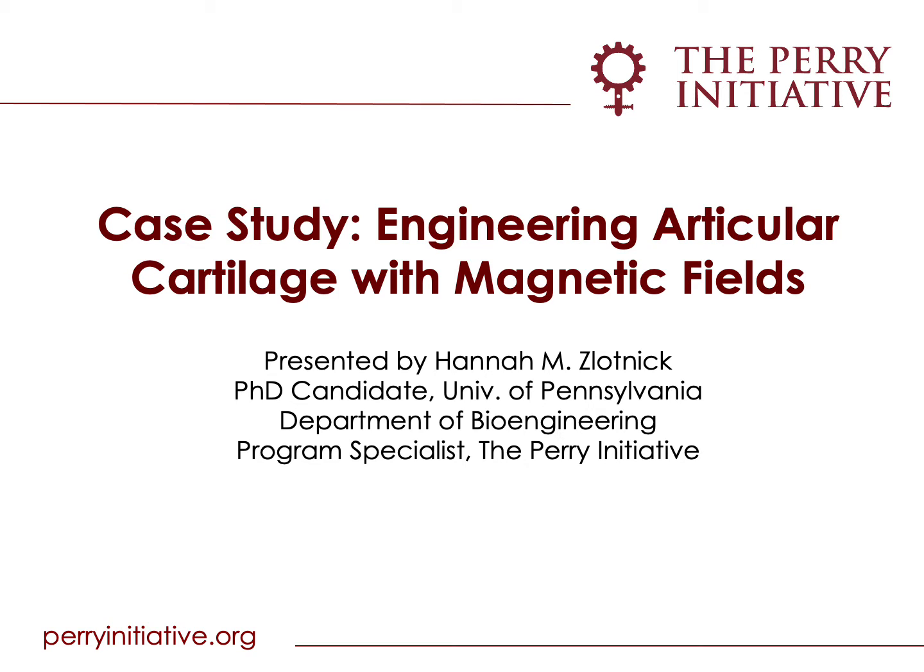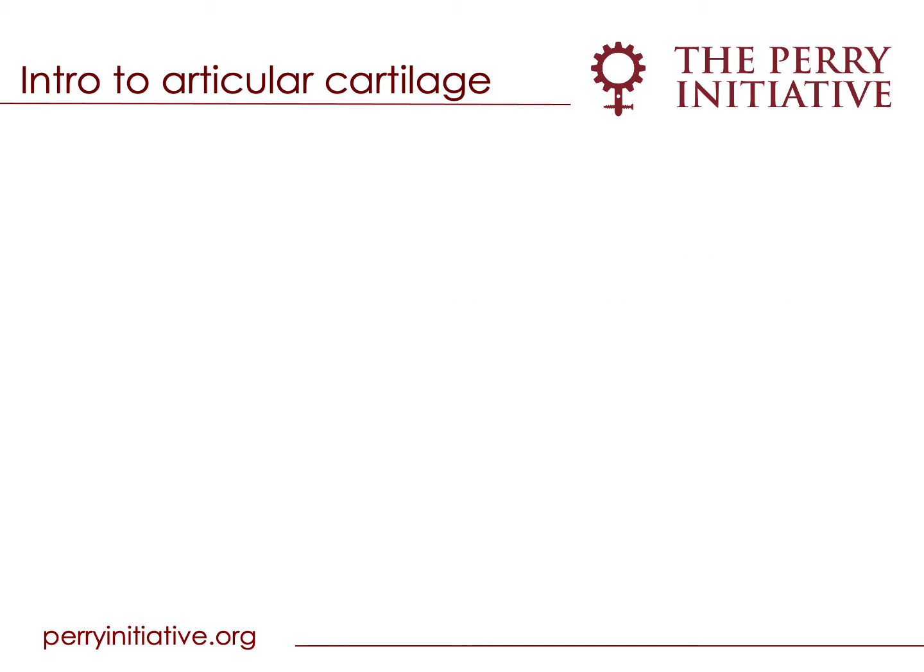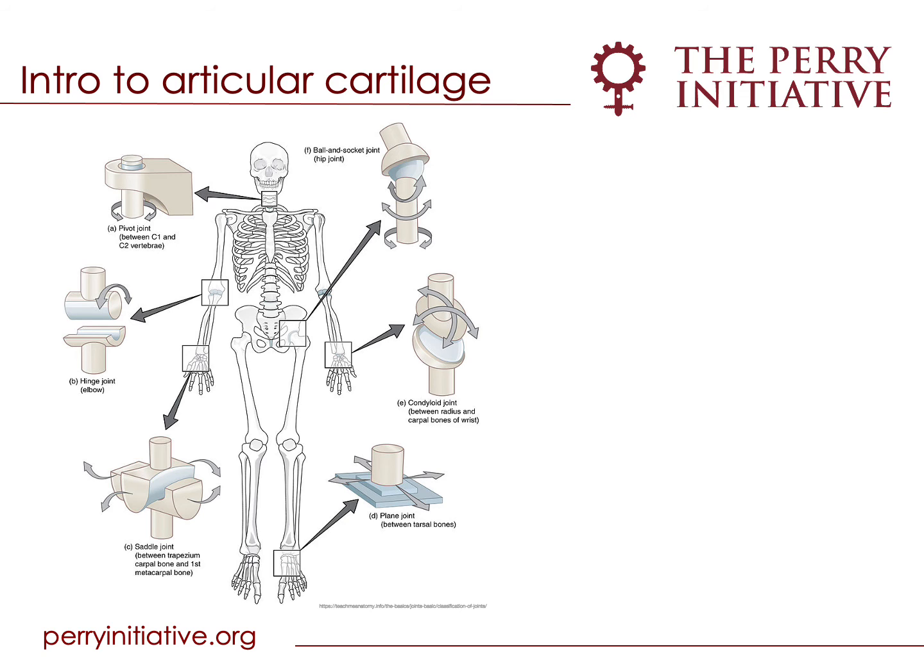Today, I am excited to present to you a case study entitled Engineering Articular Cartilage with Magnetic Fields. So I'll start off with a brief introduction to articular cartilage. Articular cartilage is the joint lining tissue found at the ends of your bones in each of your articulating joints. As you can see in this schematic, each of these joints has a unique geometry.